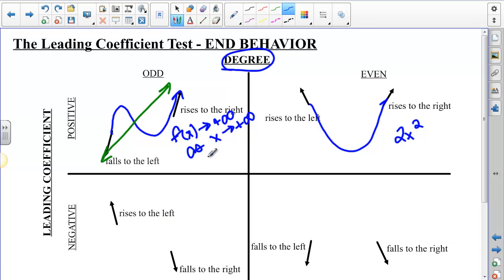If we have a negative leading coefficient but an odd degree, it doesn't matter what really happens in between, but we know it's going to rise to the left and fall to the right. And likewise, if it has an even degree, it's going to fall to the left and fall to the right with a negative leading coefficient. So you can always refer back to these, but that gives us some idea as to what these graphs are going to look like.